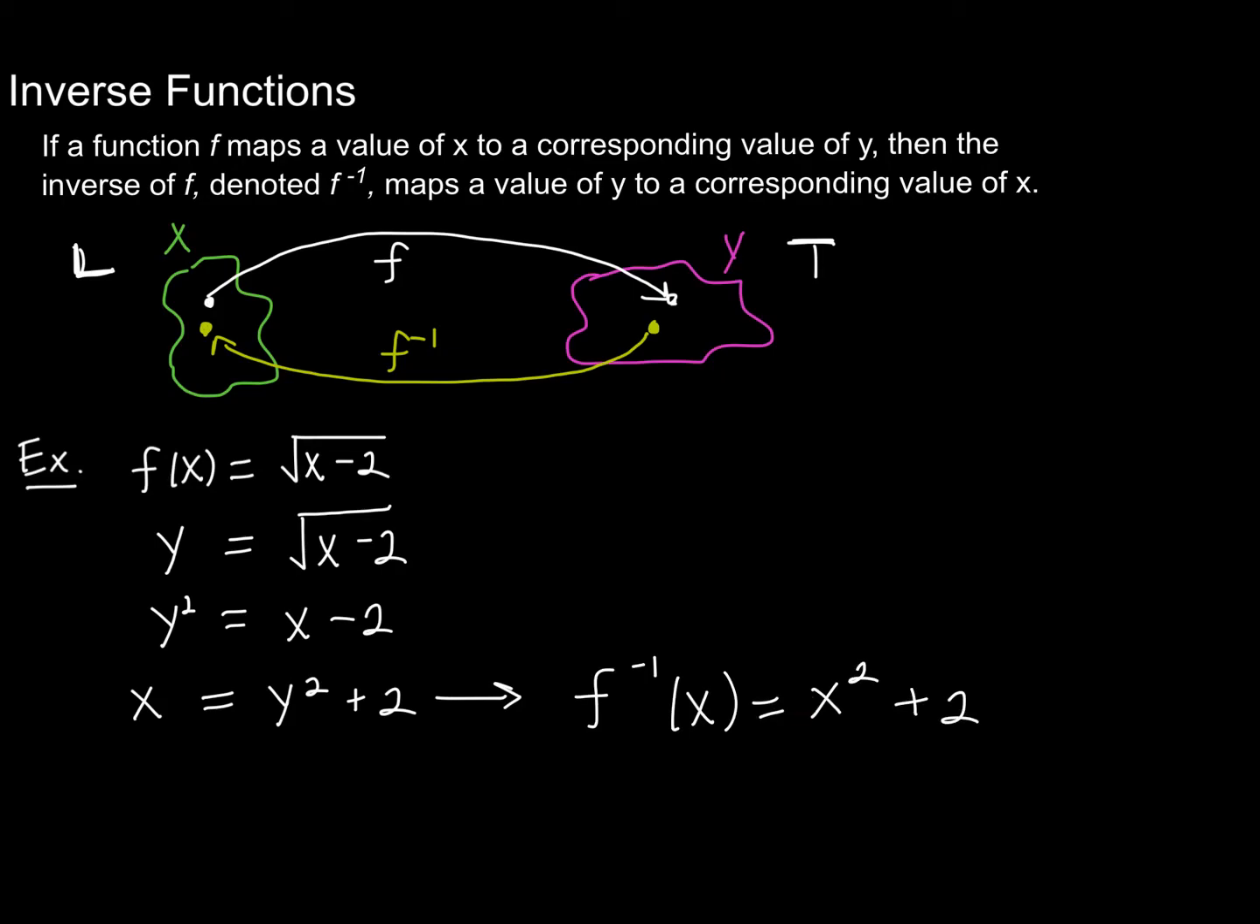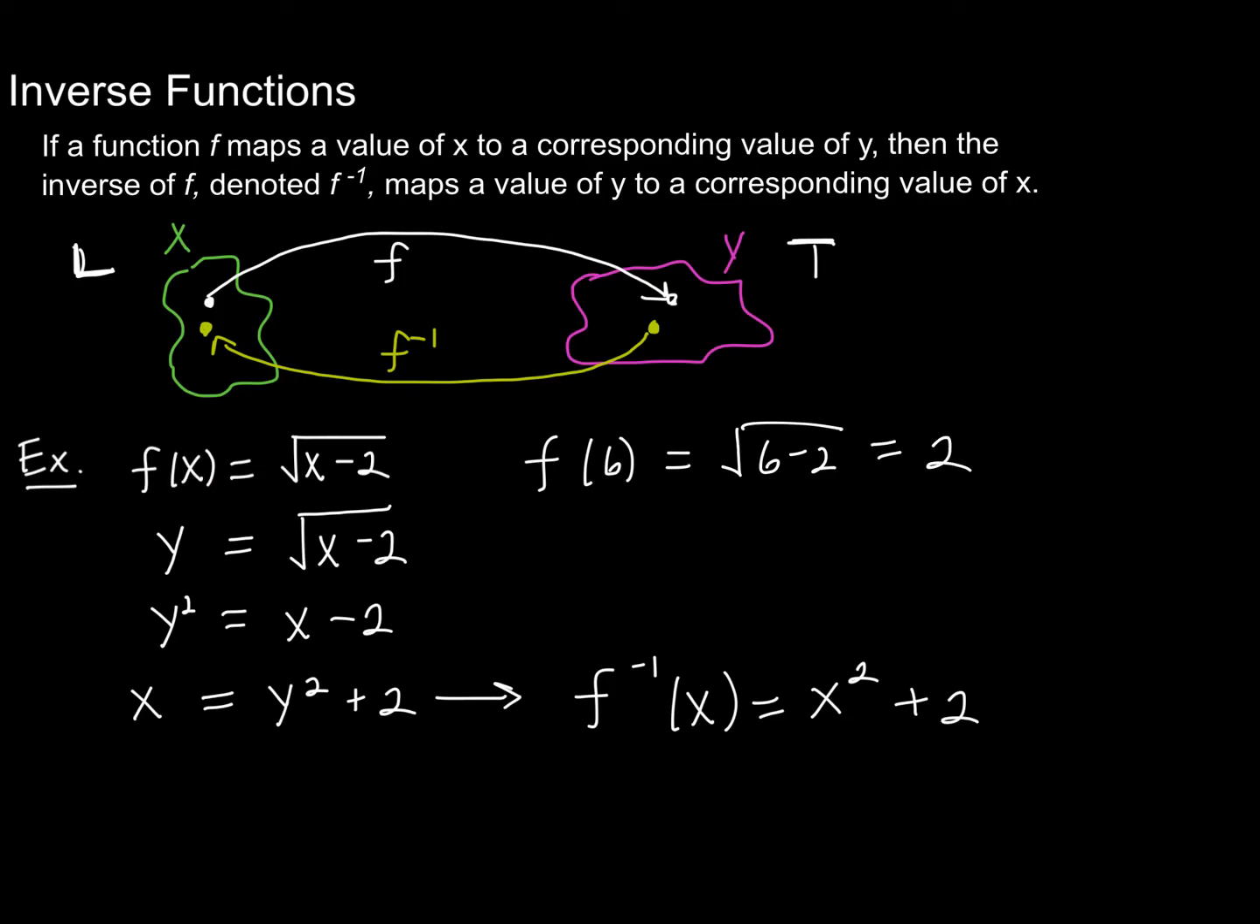So even though I'm using the same variable here, I know that it's a different relationship, an inverse relationship, and I can see that given the inverse notation that I have here. To prove to you that this works, let's go ahead and find f of 6. f of 6 is the square root of 6 minus 2. 6 minus 2 is 4, and the square root of that is going to be 2.